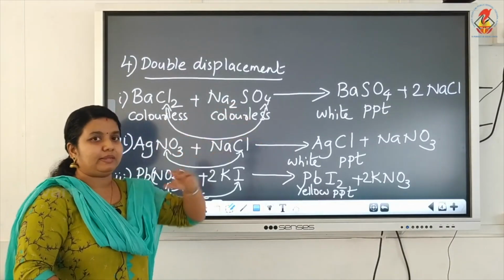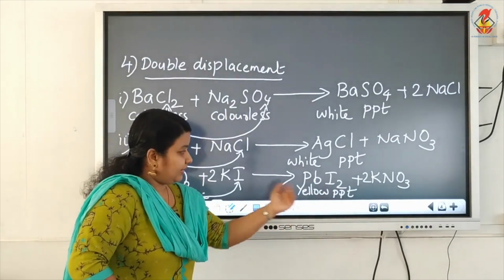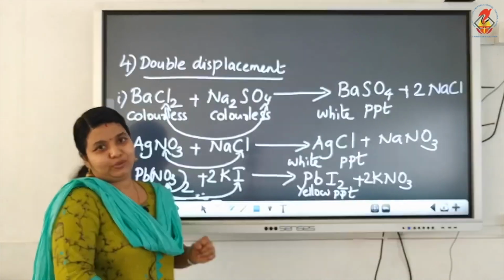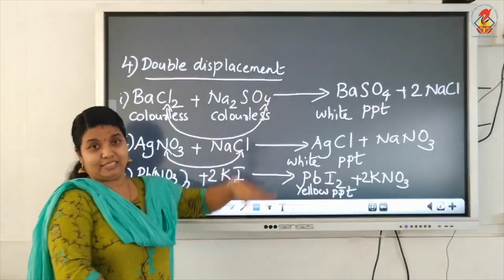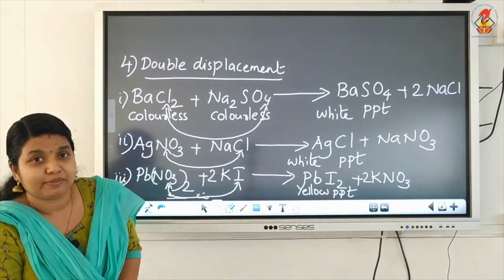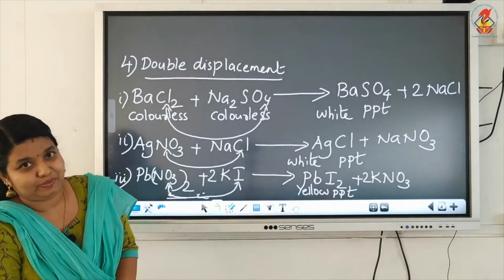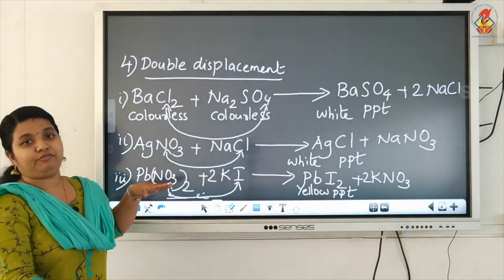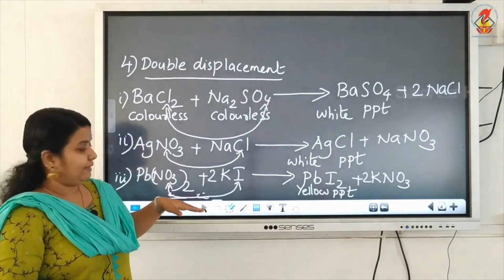The first two examples, the color of the precipitate was white, and in the last example it is yellow. Okay, and what is common in all these examples, all the three examples? There is formation of precipitate. We can see formation of precipitate in all the three reactions.